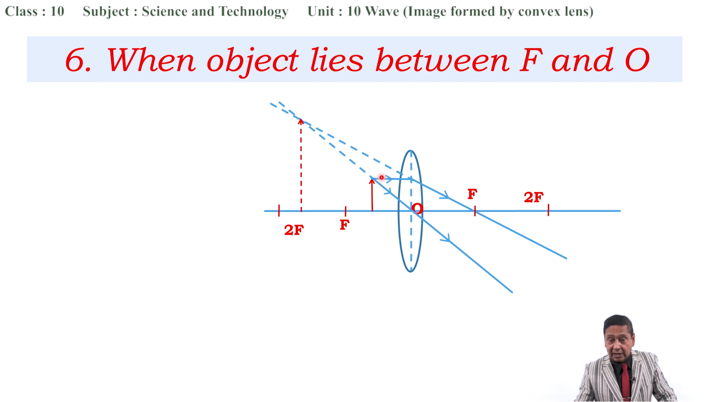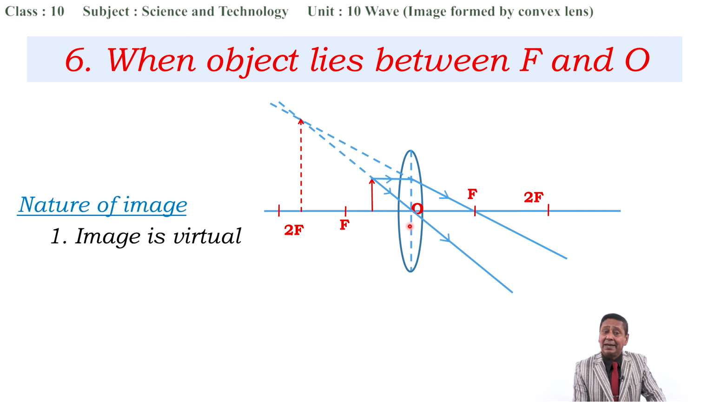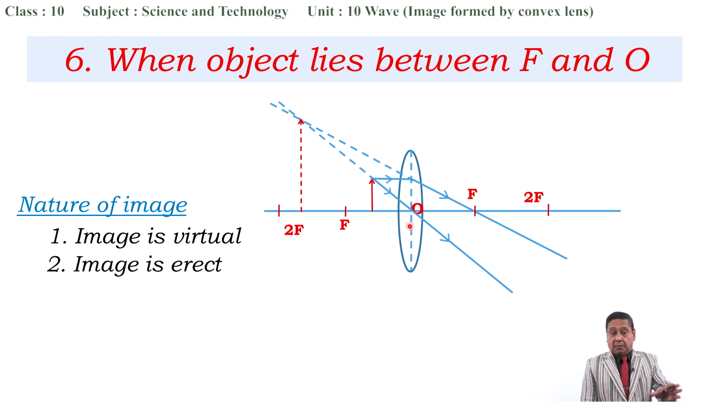Since this image is virtual, I am showing it with the help of this dotted line, and these rays are also produced rays, that's why they are also represented by dotted lines. Now we can write the nature of the image. What is the nature of the image? The image is virtual because really the rays are not intersected to form the image. The produced rays are intersected. The image can be seen. If we put a screen here, then we will not get the image at this place. The image is erect. It is seen erect.